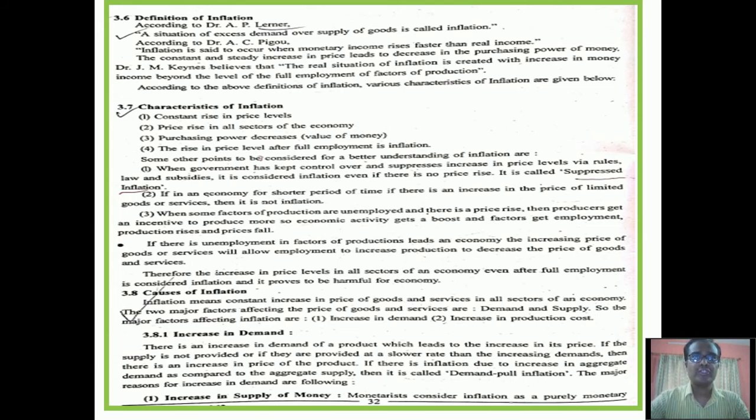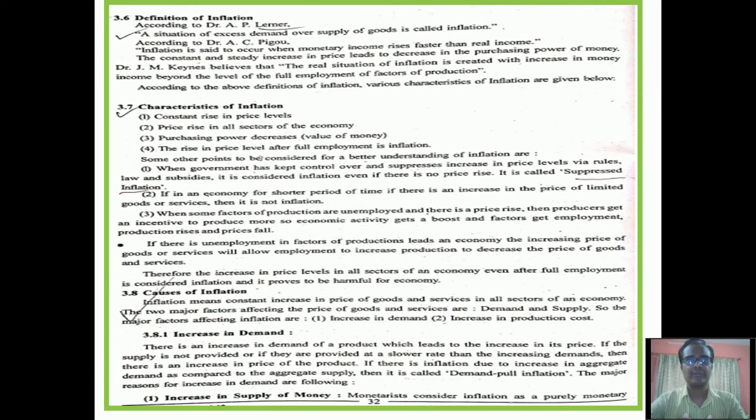Secondly, if in an economy, for a shorter period of time, any commodity and services are increasing their price, it is not known as inflation. Third, when some of the factors of production are unemployed and there is a price rise, then producers get an incentive to produce more, so economic activity gets a boost and factors get employment, production rises and prices fall. If there is unemployment in the factors of production in an economy, the increasing price of goods and services will allow employment to increase and production to increase, which decreases the price of goods and services. Therefore, the increase in the price level in all sectors of the economy even after full employment is considered inflation, and it proves to be harmful for the economy.